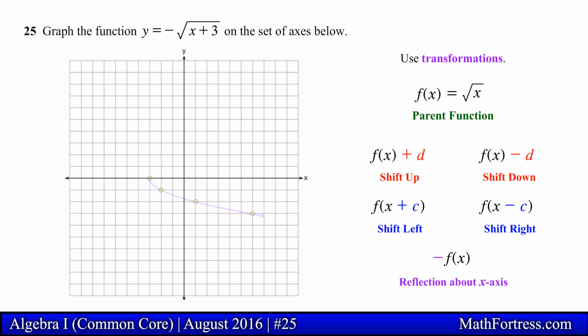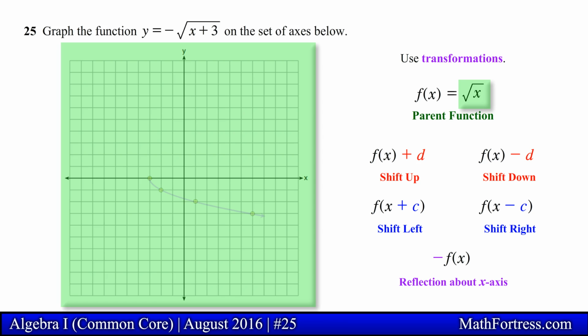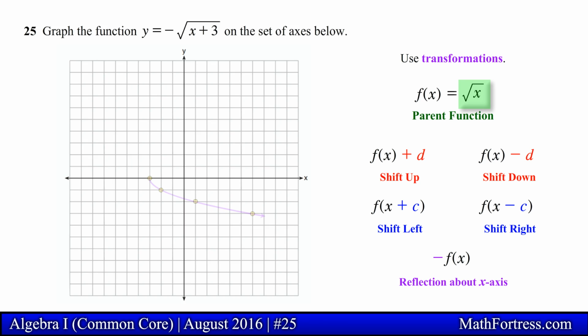In this problem, the parent function would be the function y equals the square root of x. This function represents an original untransformed function. Let's go ahead and graph this function by using the values of x that allow us to take the square root of perfect squares. In this case, we choose x equals 0, positive 1, positive 4, and positive 9.